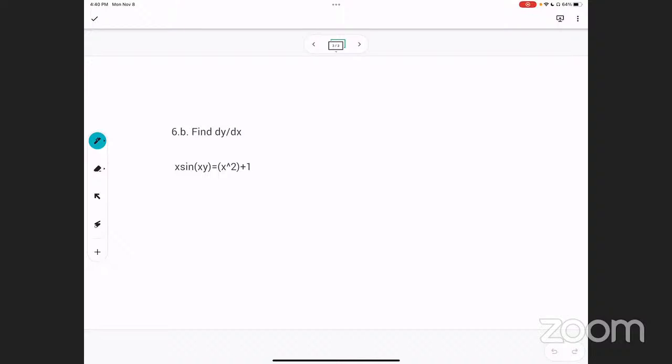Okay, so this is going to be where we're going to have to use that chain rule. Is this called implicit differentiation, what we're doing here, when you've got y's and x's? Does that name sound familiar? So, let's see if we can simplify this at all first before we start taking the derivative. I'm going to write it over here: x sine of xy equals x squared plus 1.